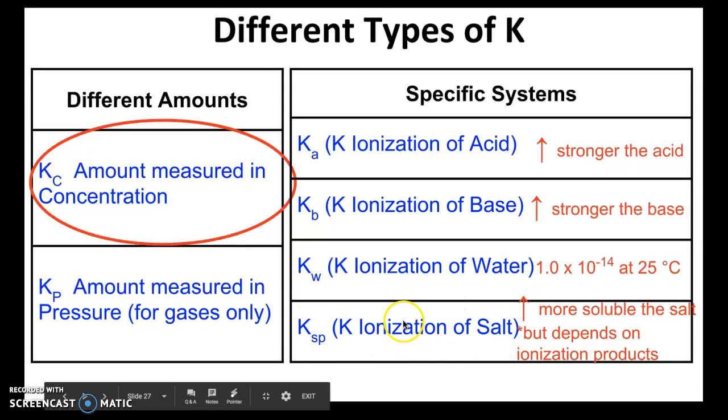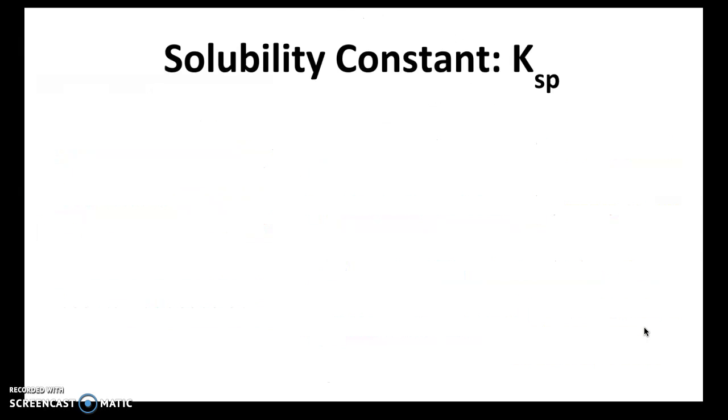And the last K is for the ionization of a salt. When you ionize a salt, this is the K that corresponds to it, the Ksp. It also typically follows that the higher the Ksp, the more soluble the salt. But it's important to note that it also depends on the ionization products, which we'll see when we get to the supplemental section, but we won't really talk about that much here.